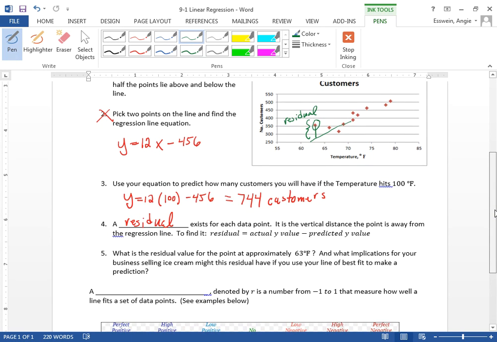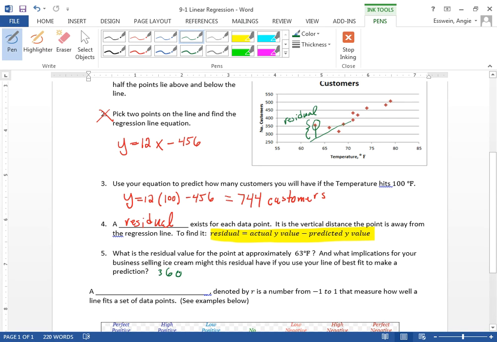So let's see the one at 63. That was the one we did. At 63 degrees Fahrenheit, what is the residual approximately? What we can do is take the actual, so you tell me what you think the actual is. Okay, good, 360. You might want to highlight this equation: residual is actual y value minus predicted y value.